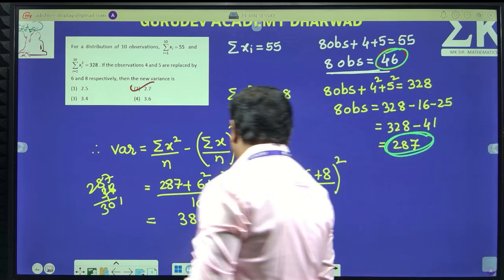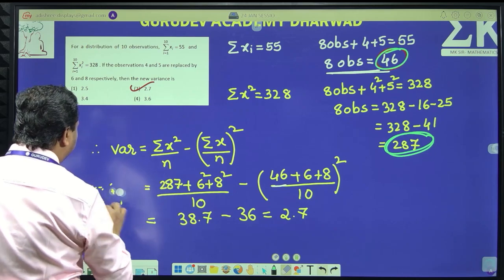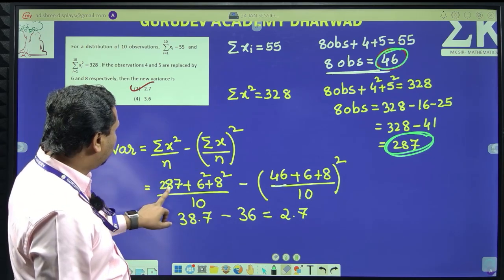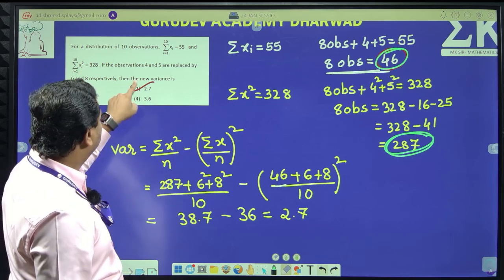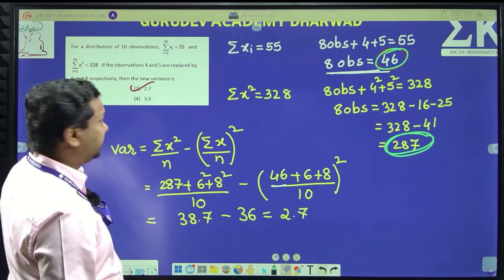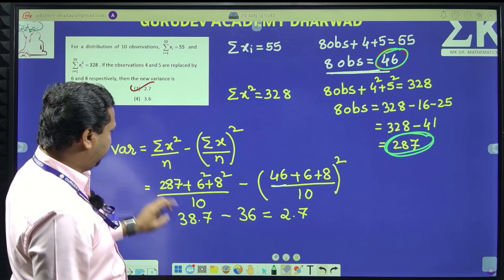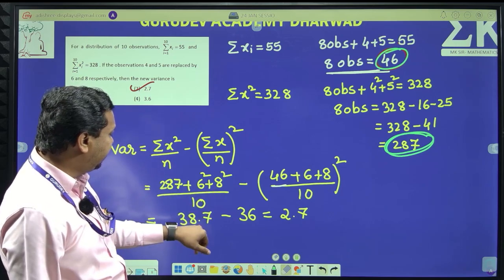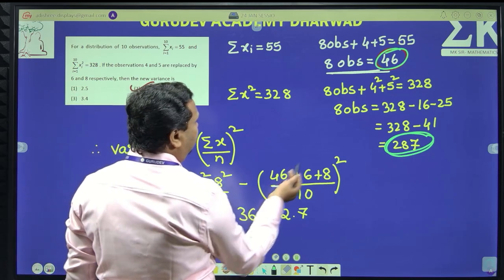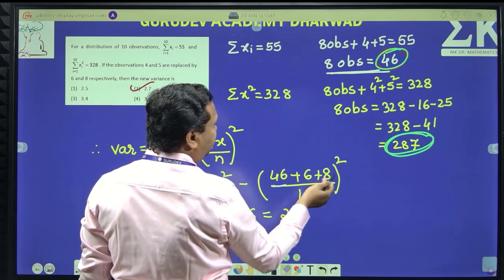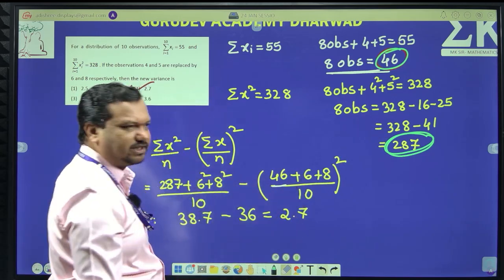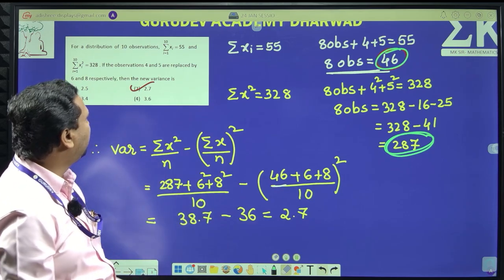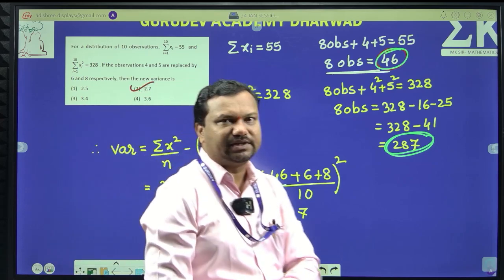Now the question is to find the variance, isn't it? What is the variance formula? Sigma x square divided by n minus sigma x by n whole square. Sigma x square is 287. Again I have to consider the square of the new values, that is 6 square plus 8 square, which becomes 64 plus 36, so 387 divided by 10 means 38.7. Here it is 46 plus 6 plus 8, so that will become 60. 60 divided by 10 is 6, and 6 square is 36. Now what is the difference? The difference is 2.7. Hence 2.7 is the right answer.